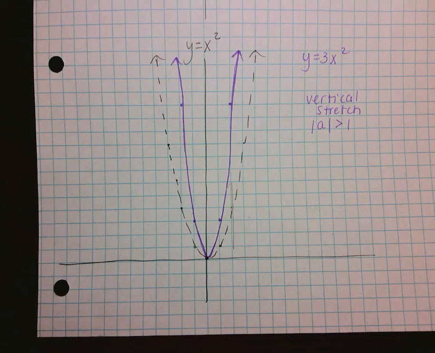And that happens when the absolute value of a is greater than 1. And the book says the graph is getting more narrow. And again, that's fine. Right now, you can think of it like that. But when the graph is getting further away from the x-axis, we say that there is a vertical stretch.